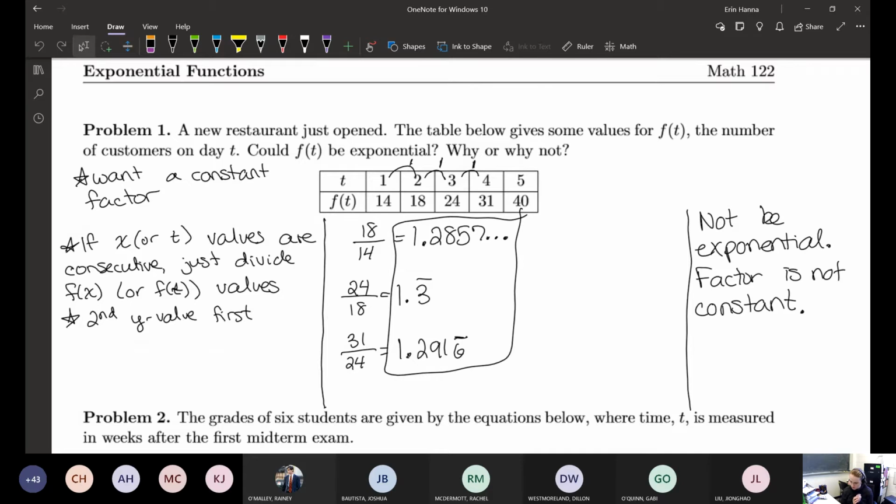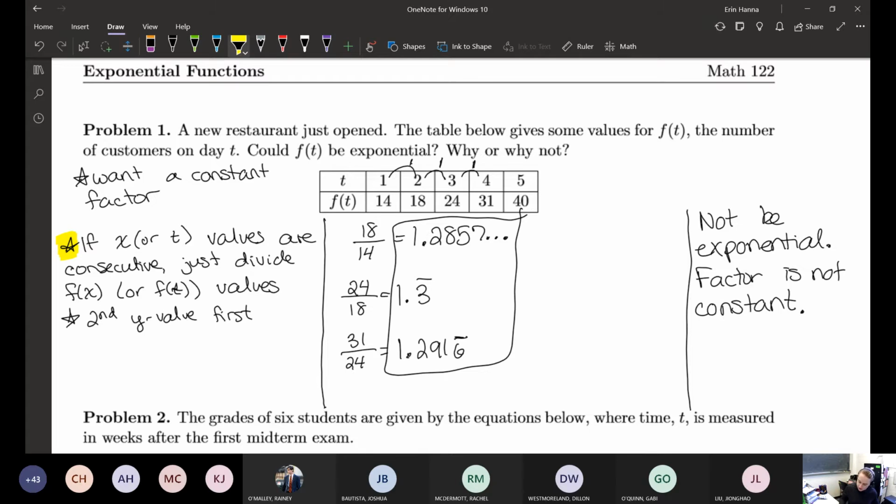Okay, so I need to go over this question again because we kind of breezed through it very quickly. So we're talking about exponential functions now, remember. And exponential functions are different from linear functions. Linear functions have a constant slope and exponential functions have a constant factor. To find that constant factor, we have two things that we can do. One of them is what we have written down here: if the x values, or whatever is representing your x value, are consecutive, just divide the y values.